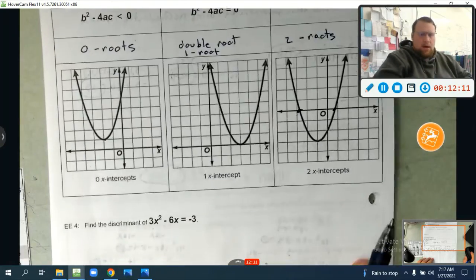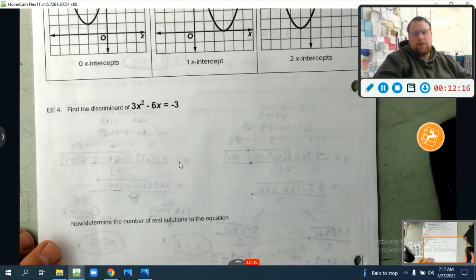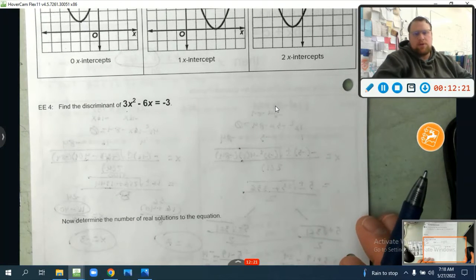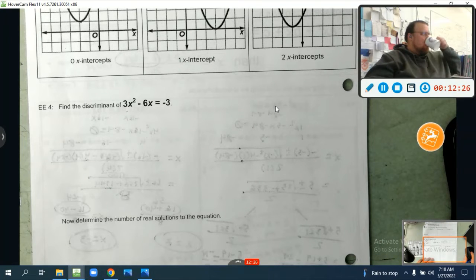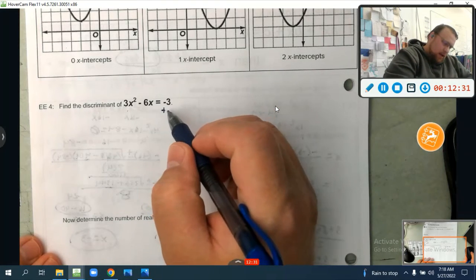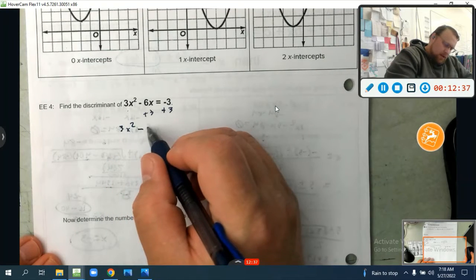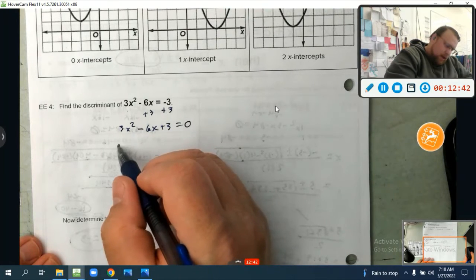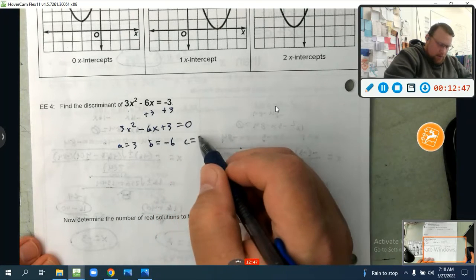Awesome. Well, let's try one last problem, see if you guys can do it. In fact, I'm not even asking you to do the quadratic formula. Just find the discriminant, find out how many real solutions to the equation there will be. Ready, set, go. Awesome. Let's do this. I'm just going to add 3 to both sides, right? So I'm going to have 3x squared minus 6x plus 3 equals 0, which means my a equals 3, b equals negative 6, and c equals positive 3.